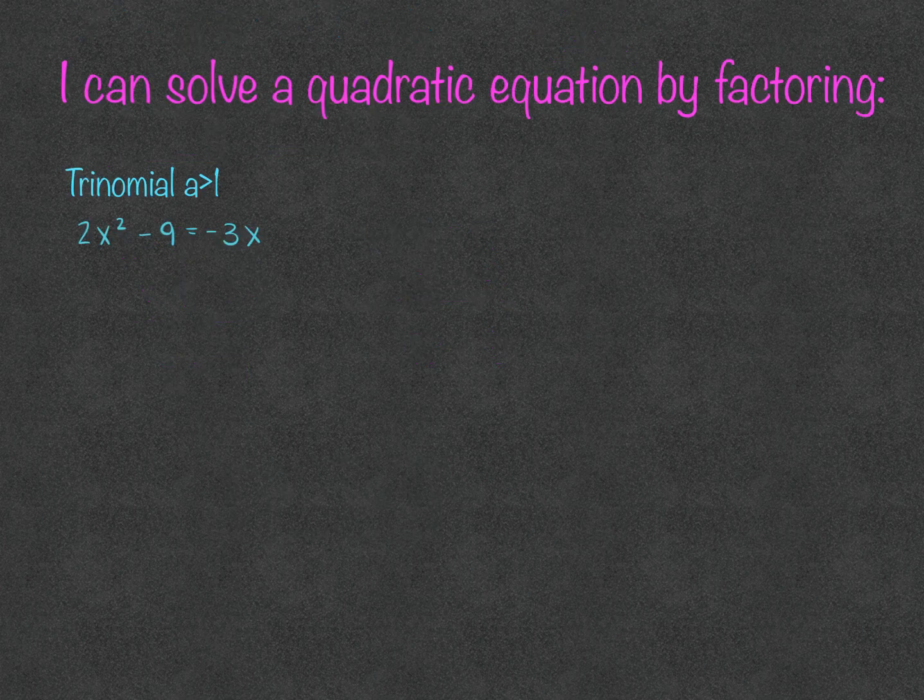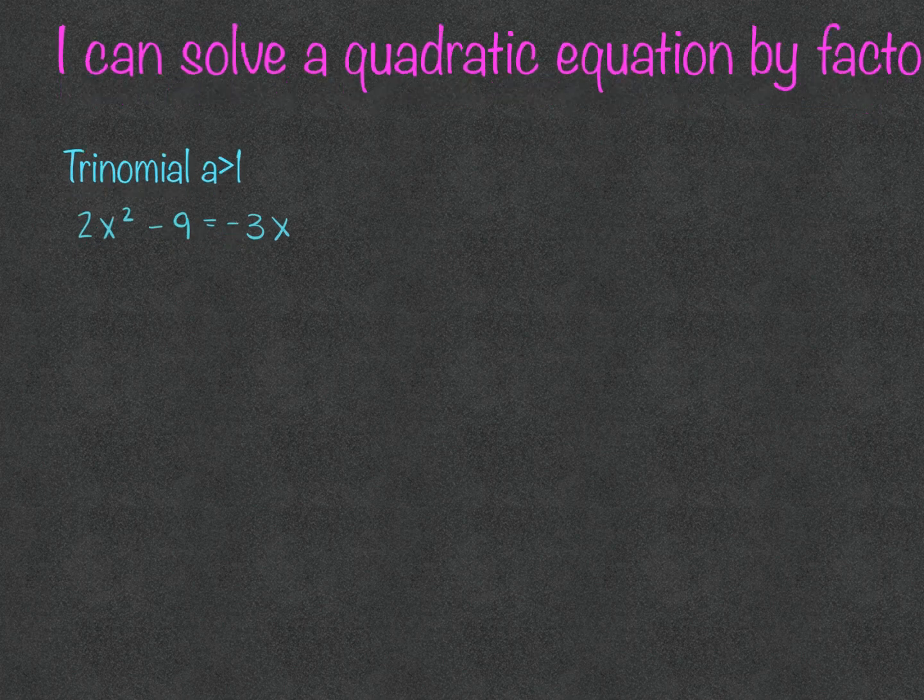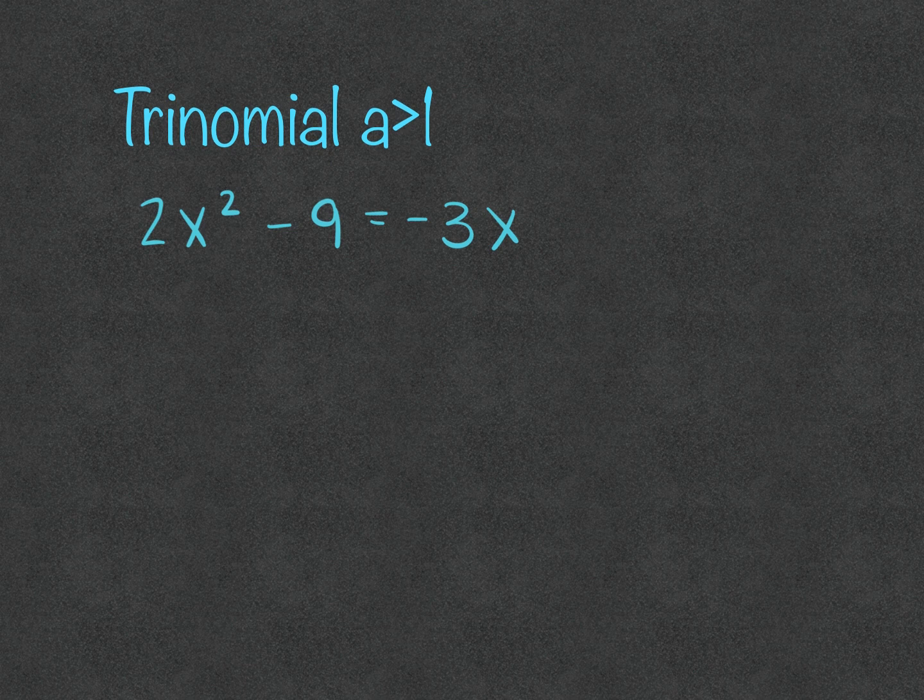All right, last one with factoring. This is where we have a number in front of x squared, so it's a little bit more work. First thing though is we have our terms on both sides. We need our terms only to be on one side. So I'm gonna move my 3x over to this side.